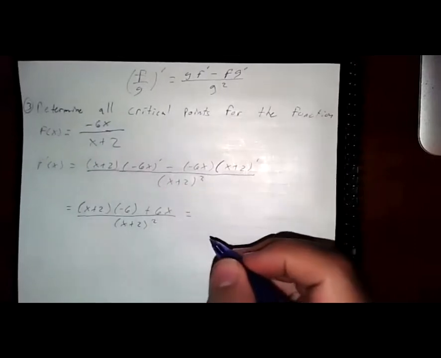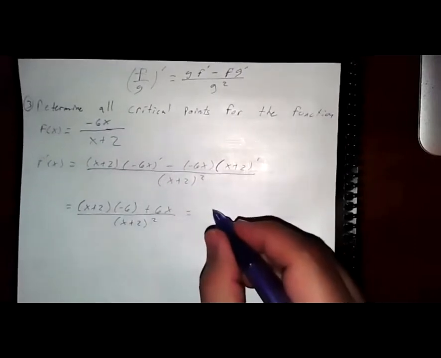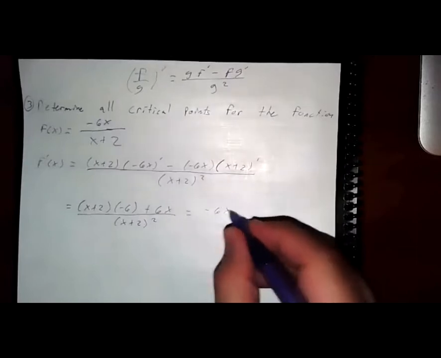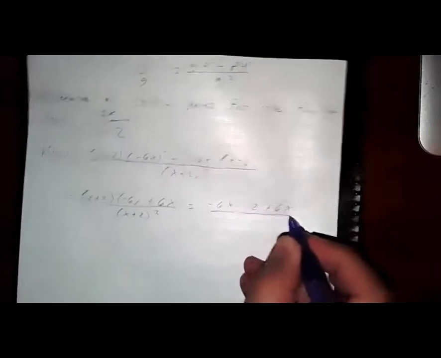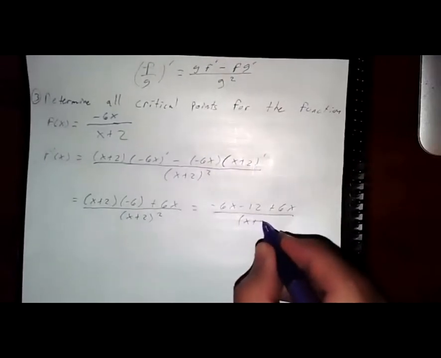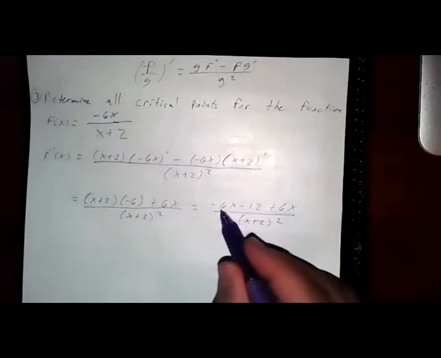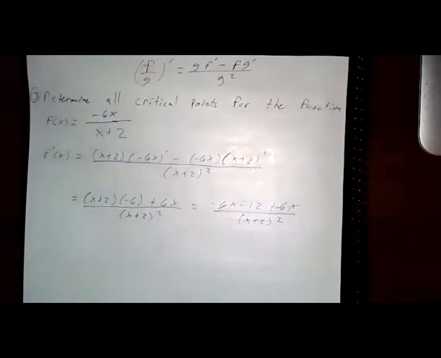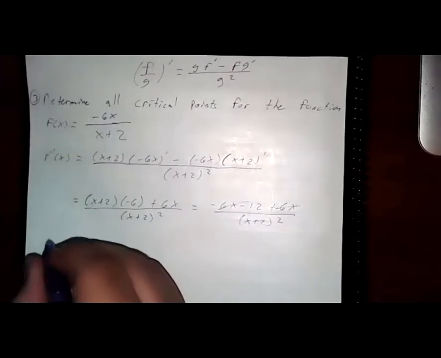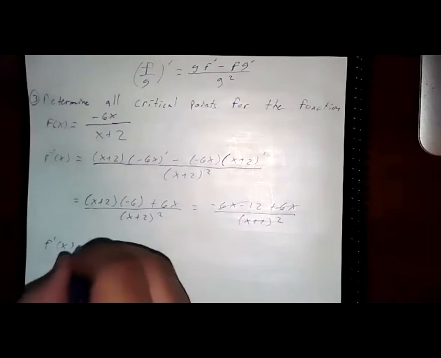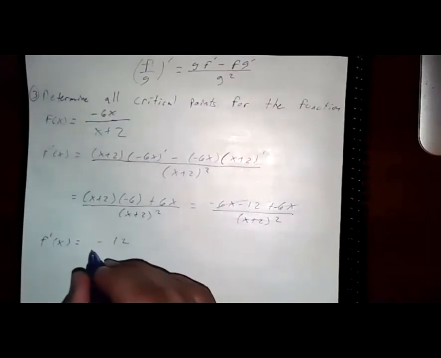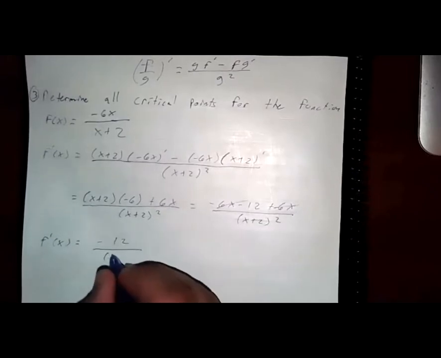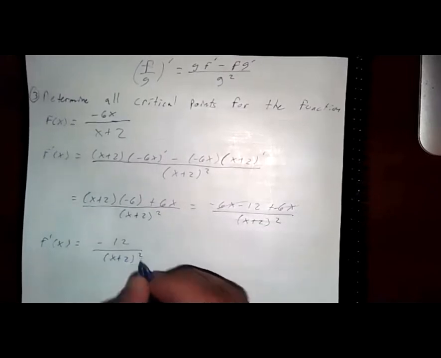This will be negative 6x minus 12 plus 6x over x plus 2 squared. So these are gone. So f prime of x is equal to negative 12 over x plus 2 squared.